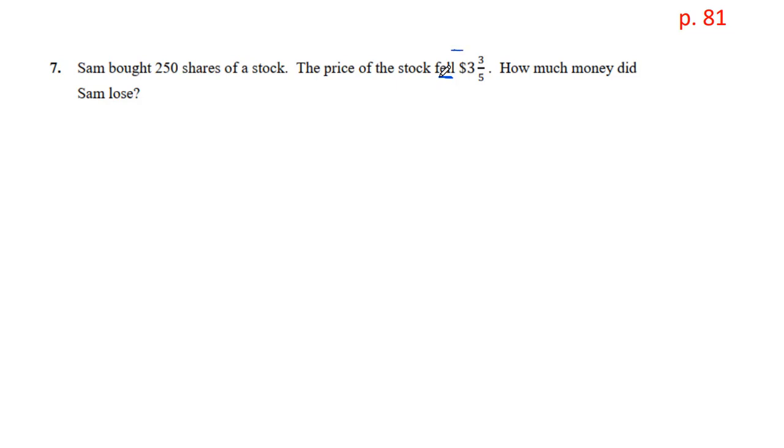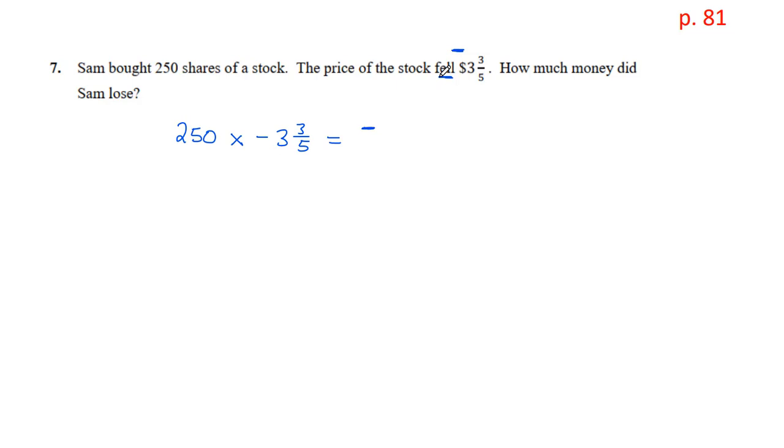So we're going to see a negative value of money multiplied by every single one of these shares. So we can take 250 of those shares and multiply by a negative 3 3/5. And you can have it switched around as well, it doesn't matter. We're going to be multiplying a positive times a negative, so we'll end up with a negative result.